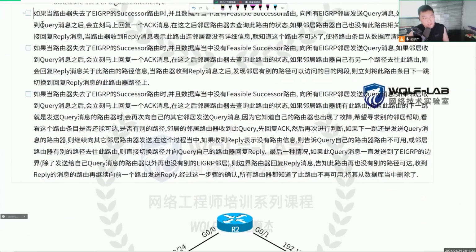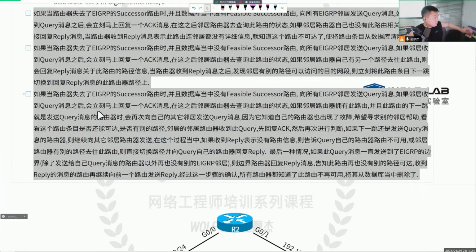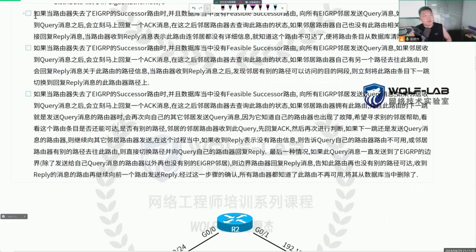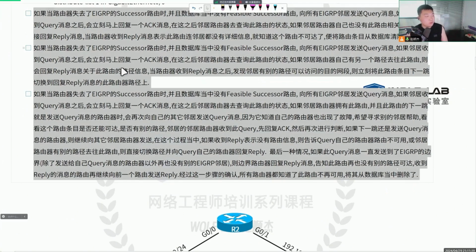So, are there any questions about the three methods of the query mechanism? Students, I hope what I explained is clear and understandable. If you have any questions, you can ask directly. Don't hold back. If there are no questions, we will continue.